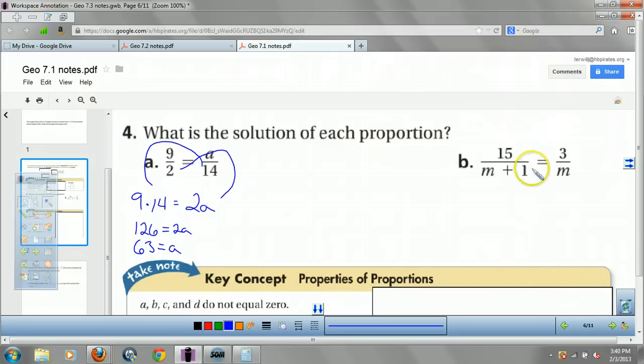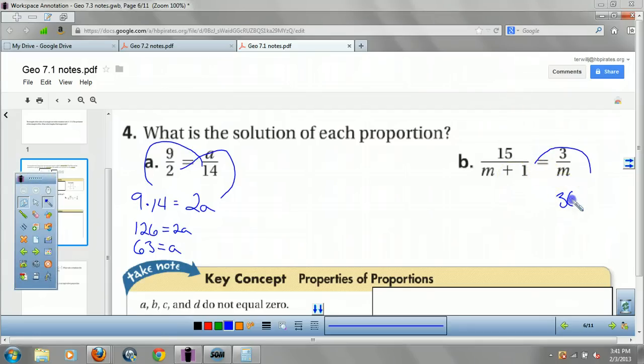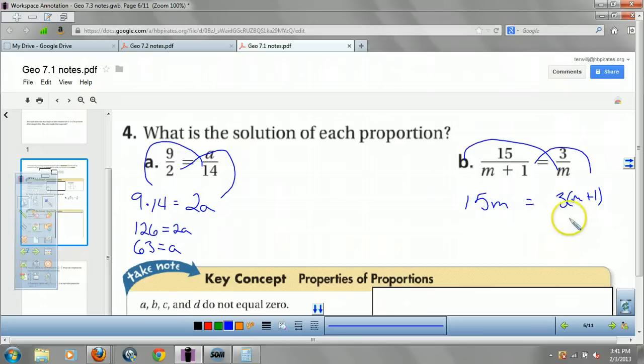Okay, let's try this beast over here. Draw my heart. 3 times... why am I using X, you silly goose? 3 times m plus 1. Make sure you put that in parentheses. That 3 has to distribute through. Equals 15m. Okay, so that's 3m plus 3. Subtract 3m from both sides. So you get 12m equals 3. So m equals 3/12, which is 1/4. Okay?